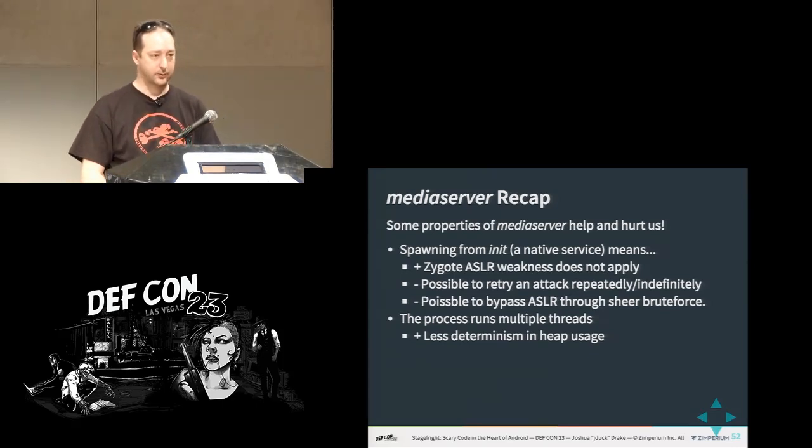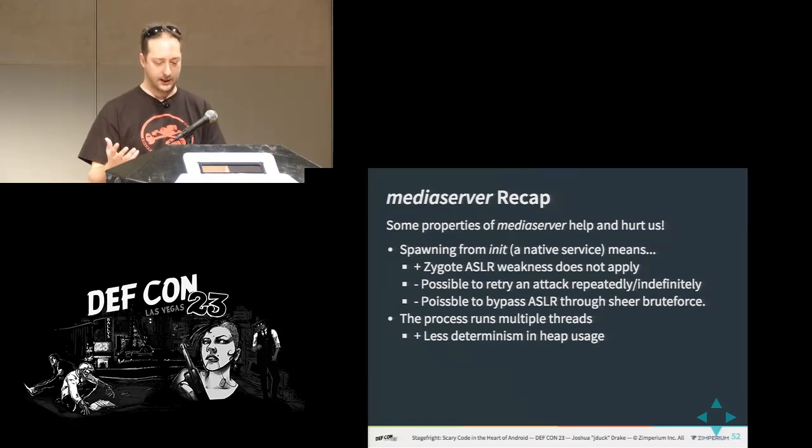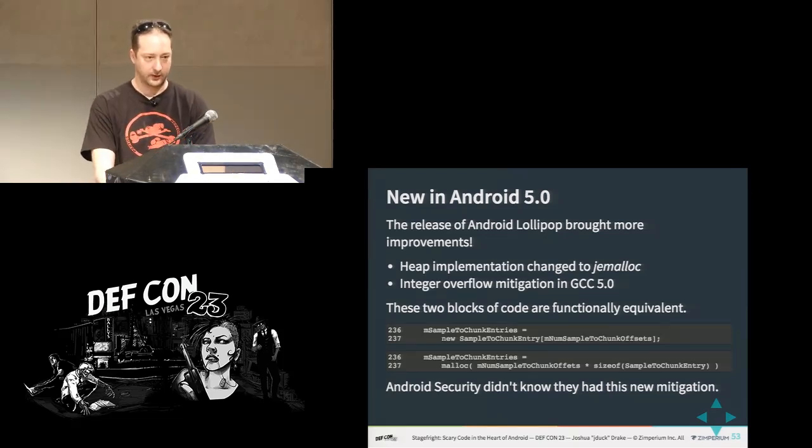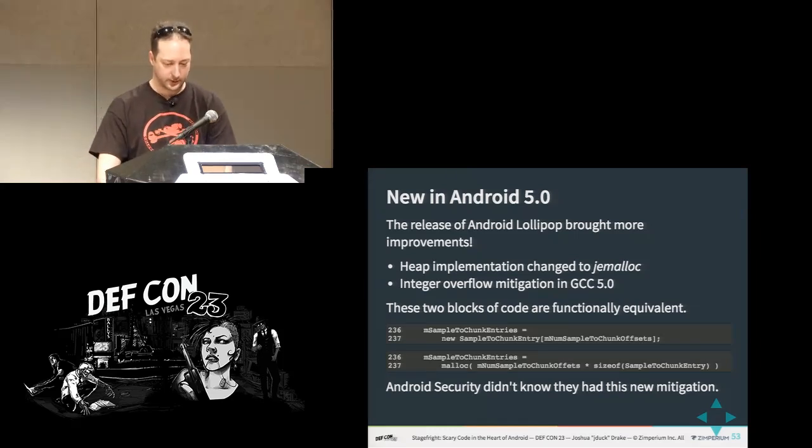Another thing is multiple threading in media server. It has some threads that listen for binder events, which are completely uncontrollable by an attacker because they're coming from outside. That means there's a little bit of a lack of determinism in the heap layout. So apart from ASLR, even if it was all not randomized, chunks might get in the way and cause a little bit of a boundary.